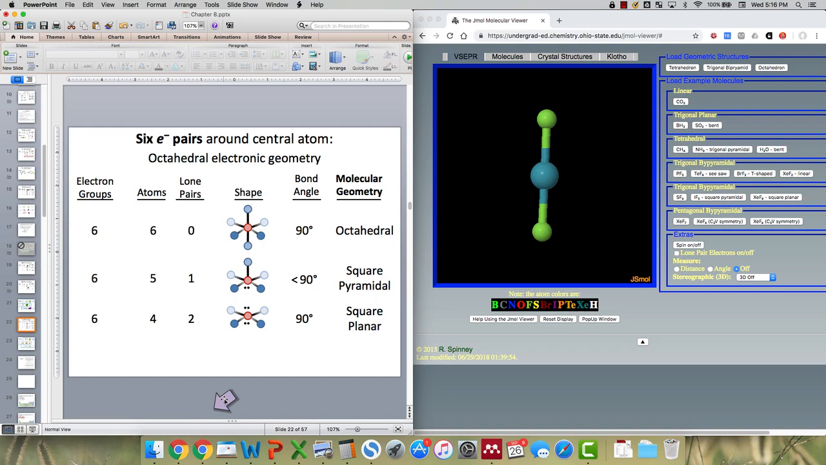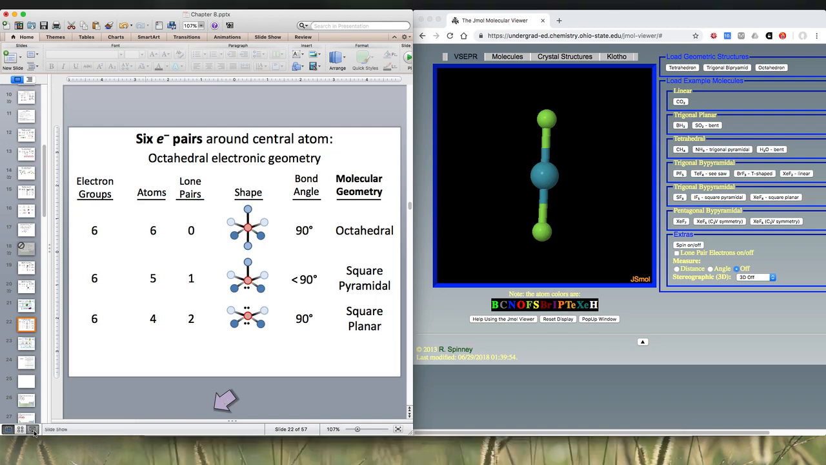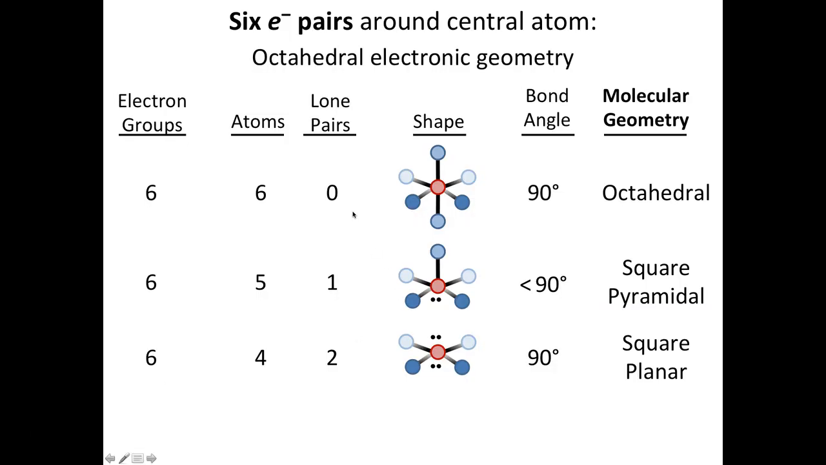For octahedral geometry, we really only consider when you have 0, 1, or 2 lone pairs, because the case where you have 3 or more lone pairs doesn't really happen that often. And now this name is octahedral, because the octahedral electronic geometry, and if you have all atoms there, the molecular geometry is octahedral. And this bond angle here is 90 degrees.